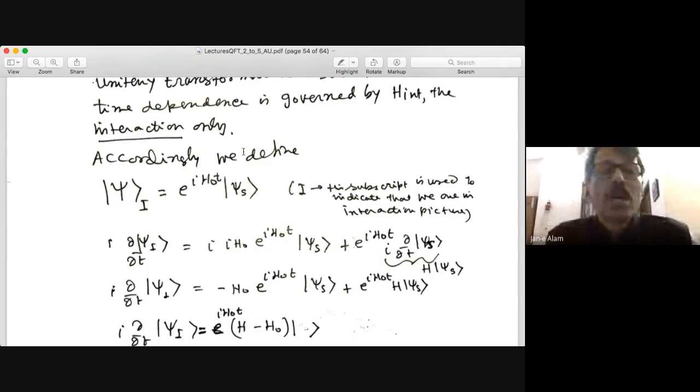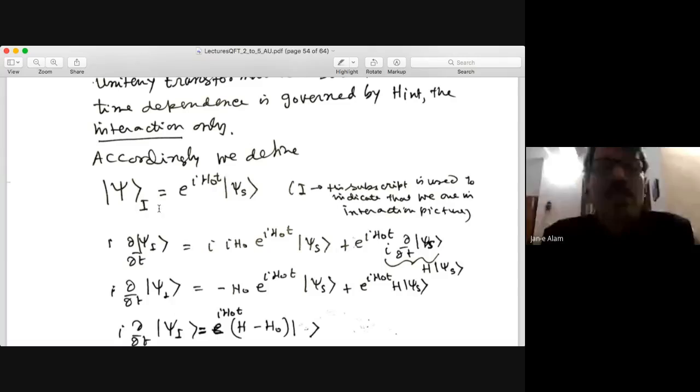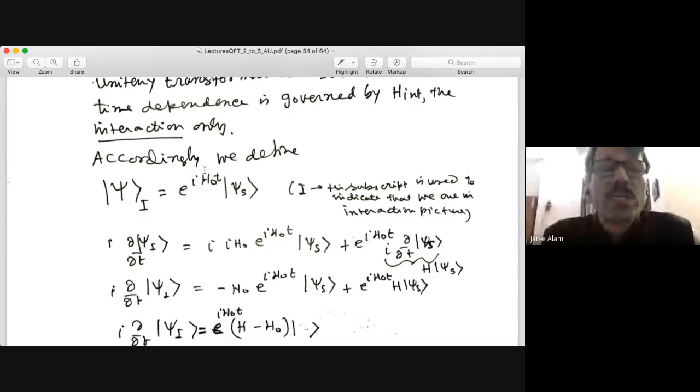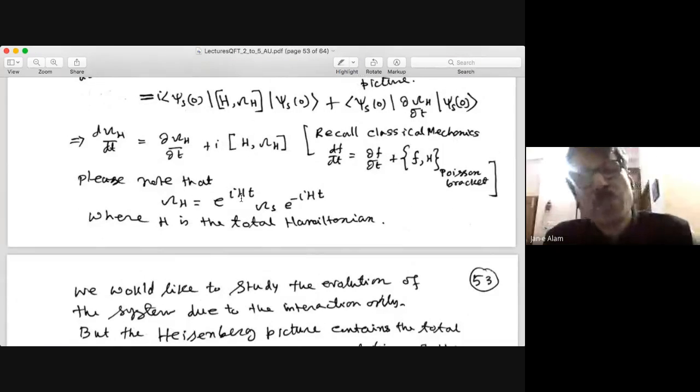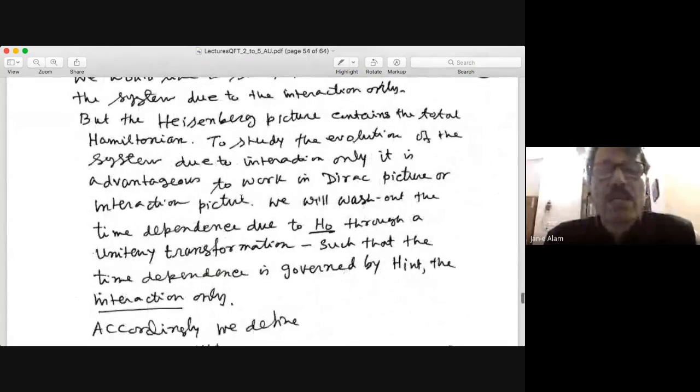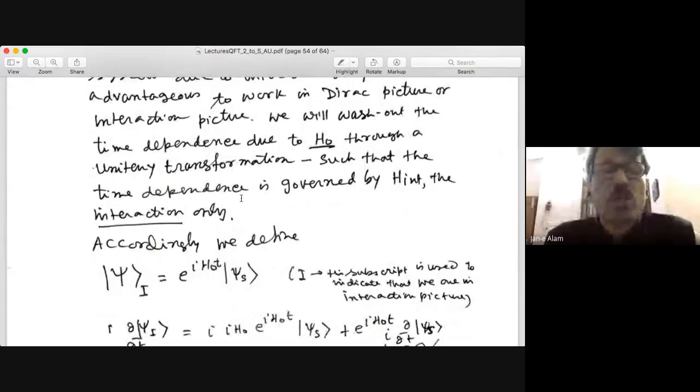So now what I do, I define an interaction picture state, psi with the subscript I, as e to the i H naught t. Note there, I have not taken here the total Hamiltonian. I have taken only the free part of the Hamiltonian. My total Hamiltonian was H naught plus H interaction. That I have taken here only H naught. But note that the H which appears in the Heisenberg picture is the total H. It contains both the free part and the interaction part. I want to wash out the free part, the evolution due to the free part.